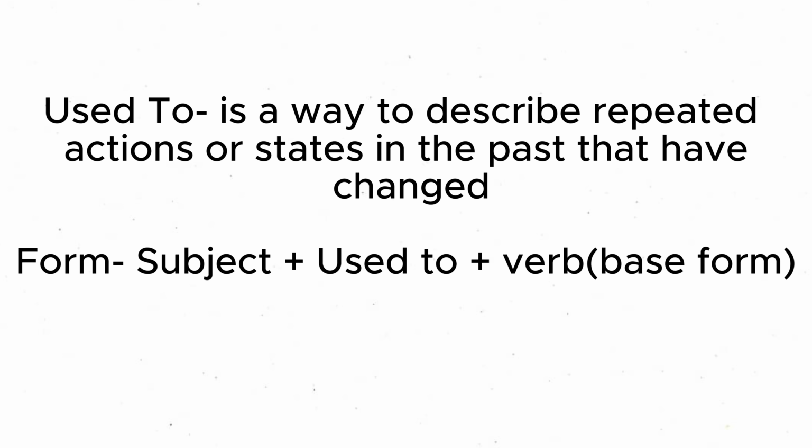First things first, what does used to mean and how do we form it? Used to is a way to describe repeated actions or states in the past that have changed. It's like saying, this was normal for me before, but not anymore. The form is simple. Subject plus used to plus the base form of the verb. No changes to the verb, just the basic one, like go, eat, or live.